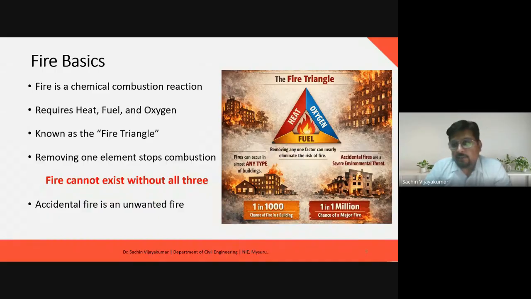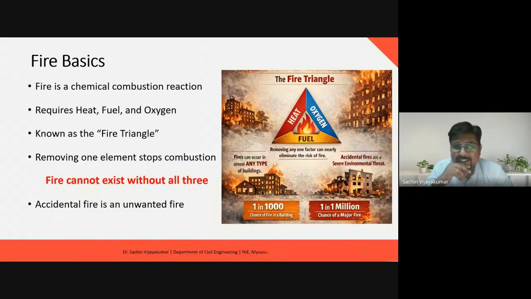Now coming to accidental fire. Fire is a different one. Everyone needs fire for day-to-day life. But this accidental fire is one which none of us want. That means accidental fire is an unwanted fire. Not every building will undergo a fire, but we should consider 1 in 1,000, every building will have a chance of taking this accidental fire. But the chance of that fire becoming a huge one and causing a disaster for both life and also property is 1 in a million.